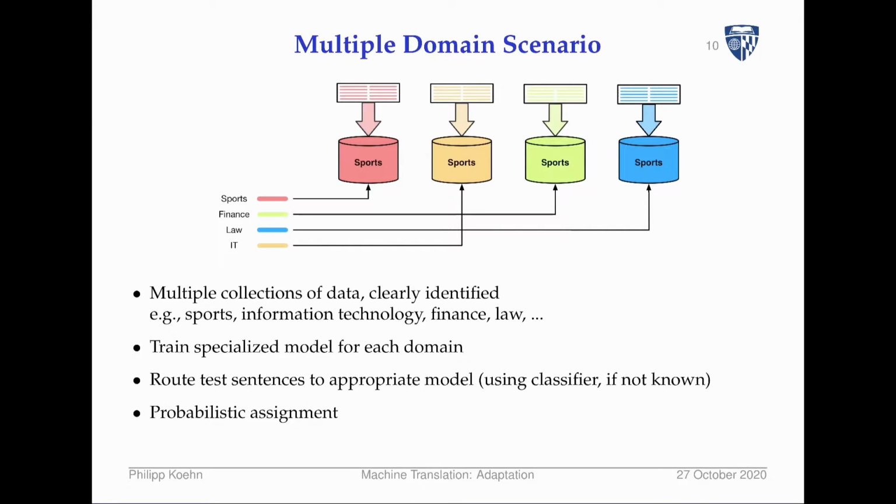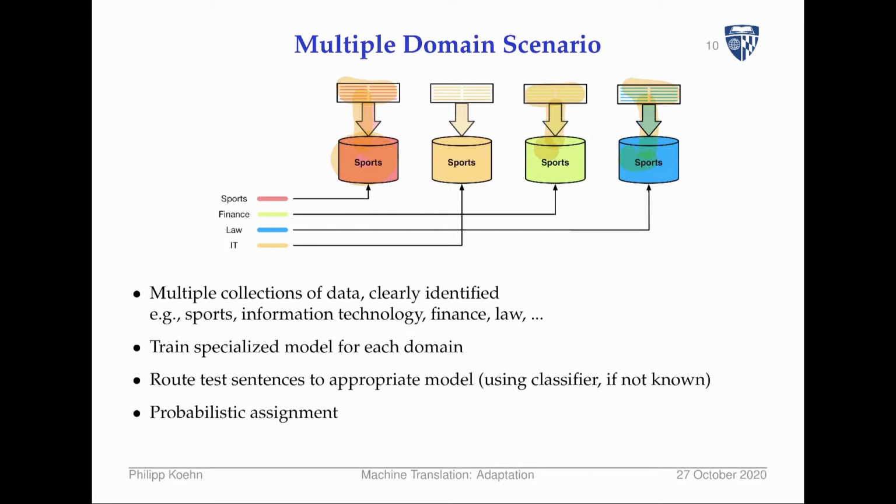So let's first start with some scenarios. Here's the multi-domain scenario. The idea is you have some sports data. This is your indication of the parallel corpus you have, and with that you can build a sports model. Then you have finance data, and you can build a finance model, or you have law data, and you can build a law model. So, multiple collections of data, clearly identified, and you can train specialized models for each domain.